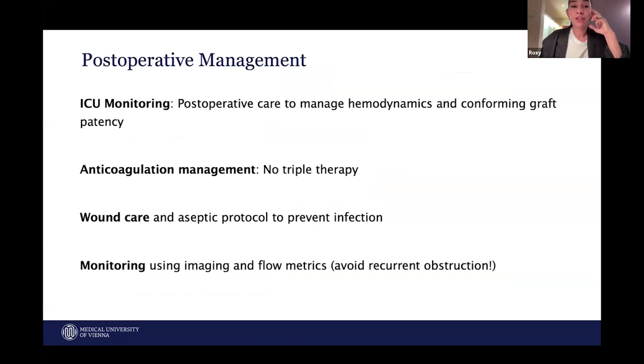What is the postoperative management? Of course, we have the ICU monitoring, postoperative care to manage the hemodynamics, and also confirm the patency of the outflow graft. We have the anticoagulation management, which is definitely easier than with the stenting. We have no triple therapy. We just go with warfarin or heparin. That is definitely a plus of the surgical way. We have wound care, of course, aseptic protocol, which is pretty clear, and of course, monitoring to really check flow metrics and also avoid recurrent obstruction.